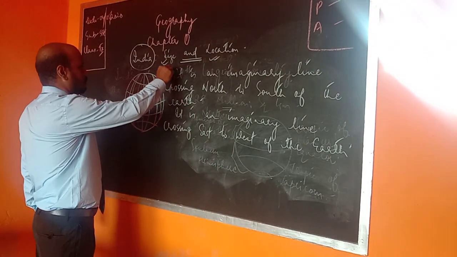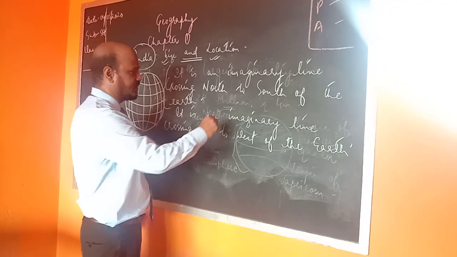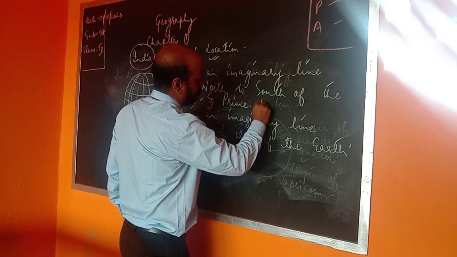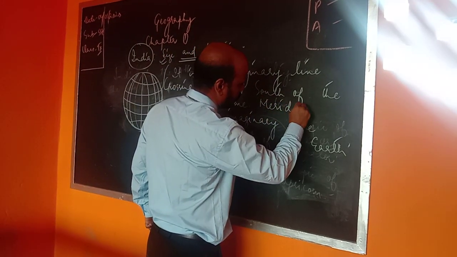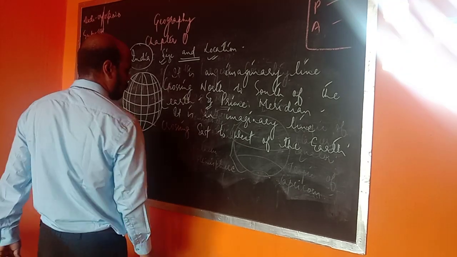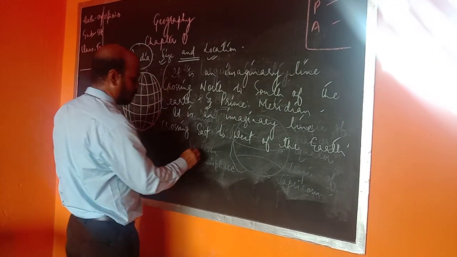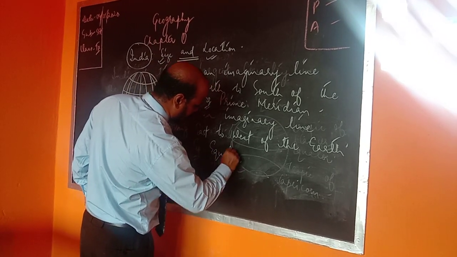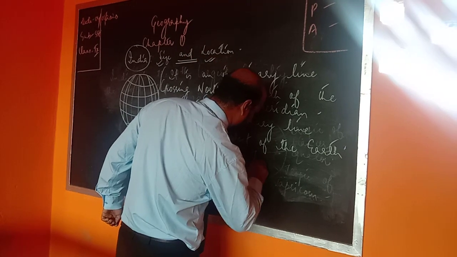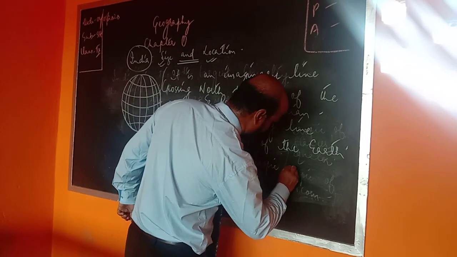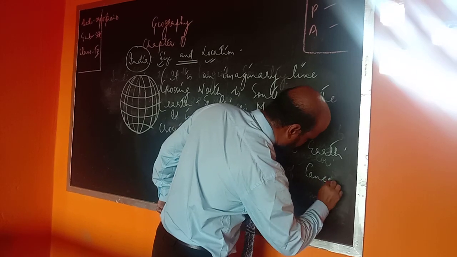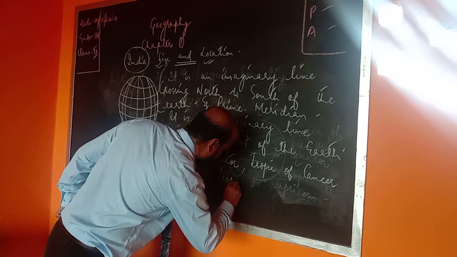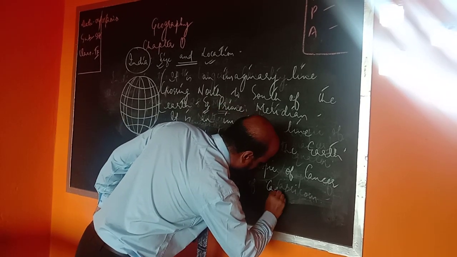An example of longitude is the Prime Meridian. Examples of latitude are the equator, Tropic of Cancer, and Tropic of Capricorn.